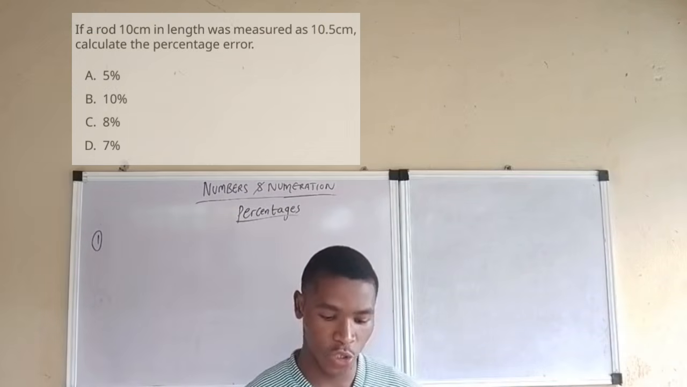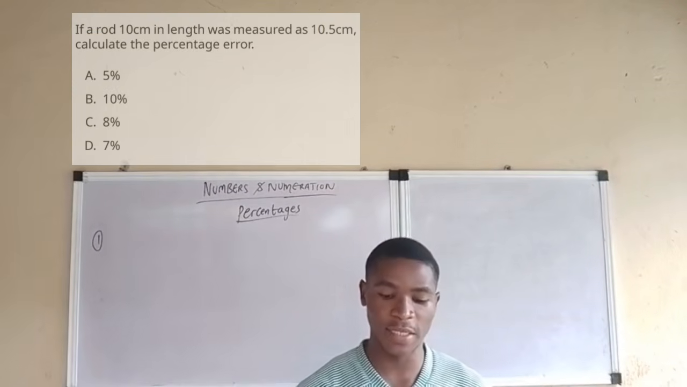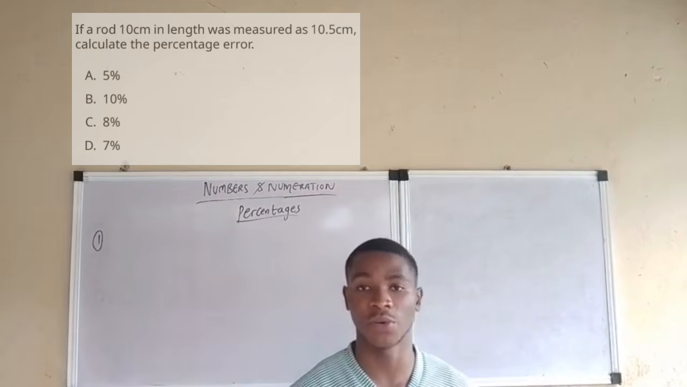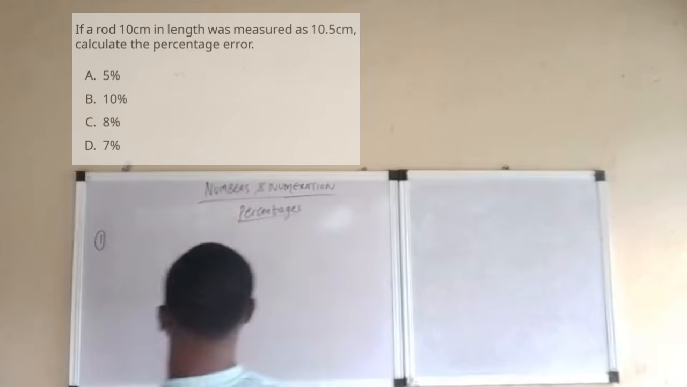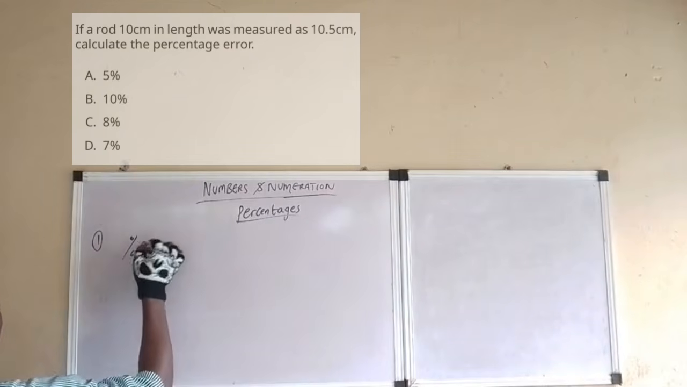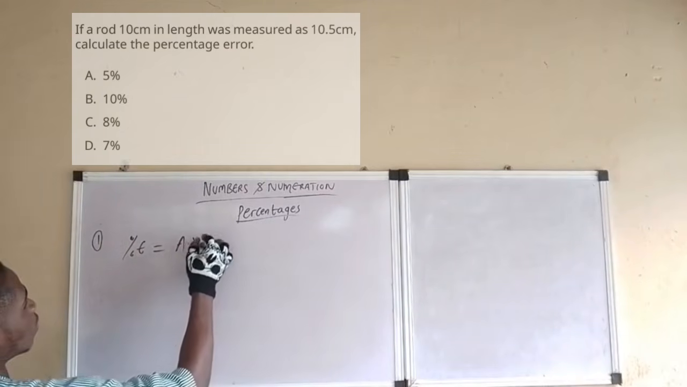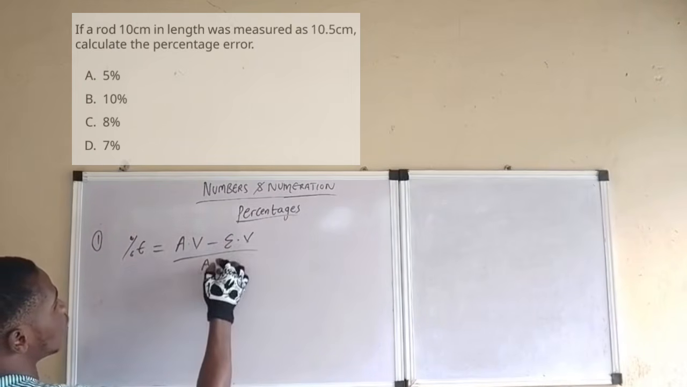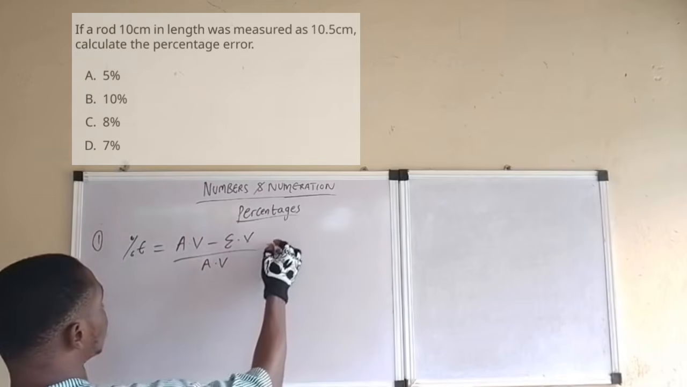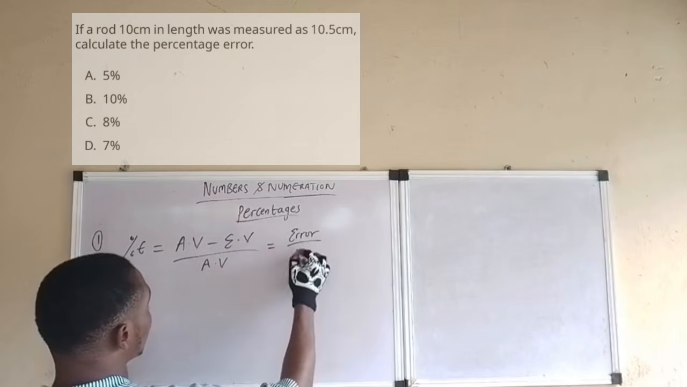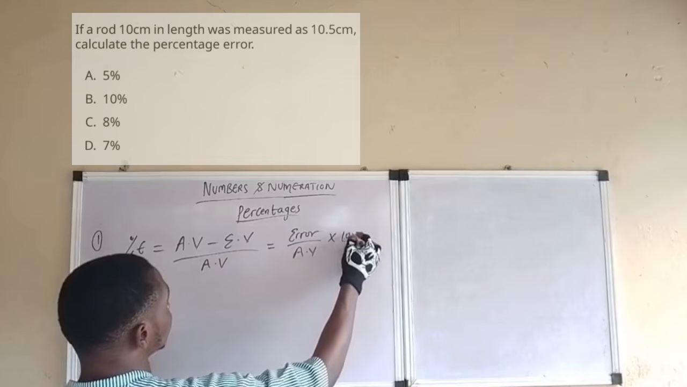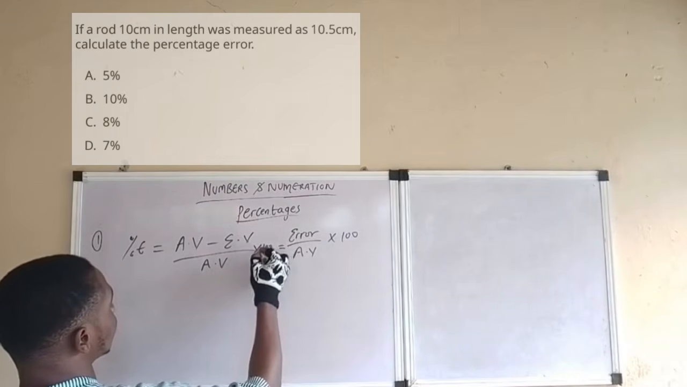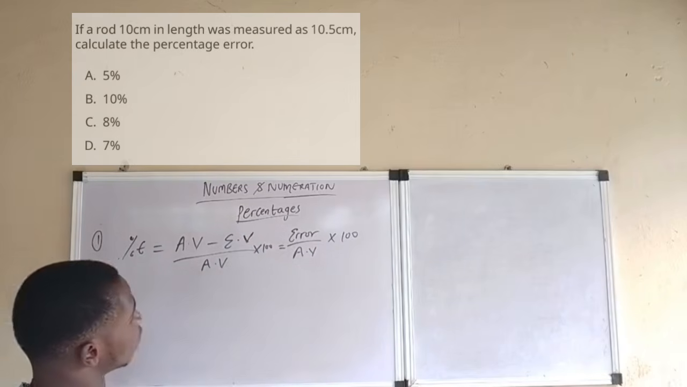All right. Now, let's look at the first question together. The question says, if a rod of 10 centimeter in length was measured as 10.5 centimeter, calculate the percentage error. Now, there's a formula for percentage error, which you must know. Percentage error is given as actual value minus estimated value over actual value. Okay? Now, it's also the same as error over actual value times 100. Do you understand? So we're meant to multiply here by 100. All right. So that's the formula.